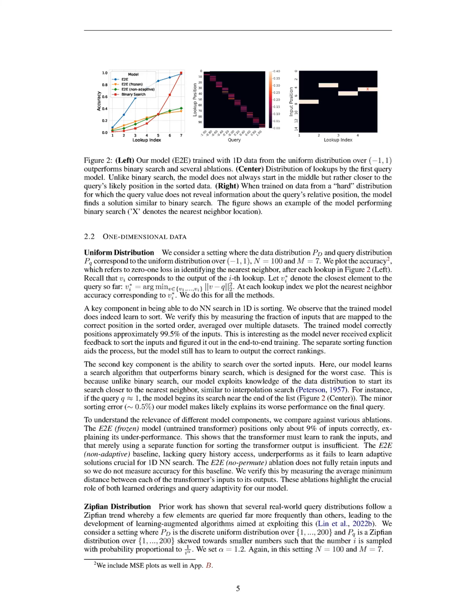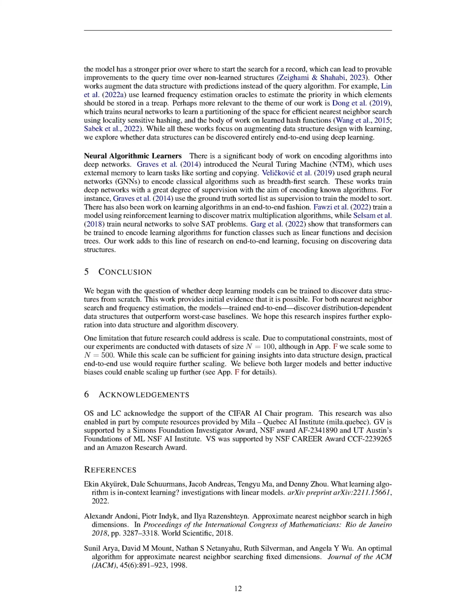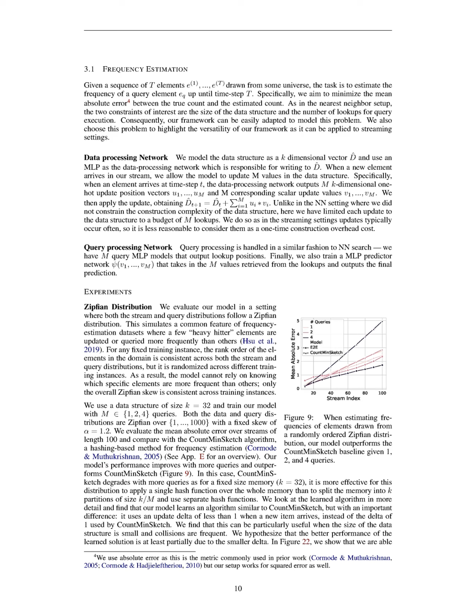Key findings revealed that our model learned to sort inputs with approximately 99.5% accuracy in 1D, outperforming binary search by exploiting data distribution knowledge. In 2D, the E2E model achieved around 75% accuracy, surpassing KD trees, while in high dimensions it demonstrated competitive performance against locality-sensitive hashing methods. Additionally, our framework was successfully adapted to frequency estimation tasks, outperforming the count-min-sketch algorithm, showcasing its versatility and effectiveness across different data structure problems.